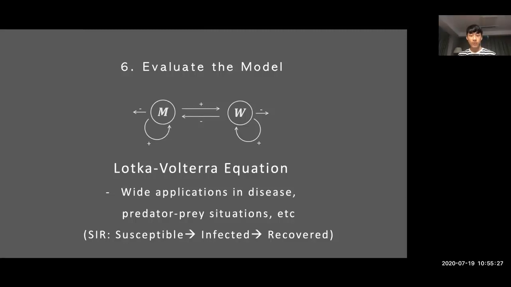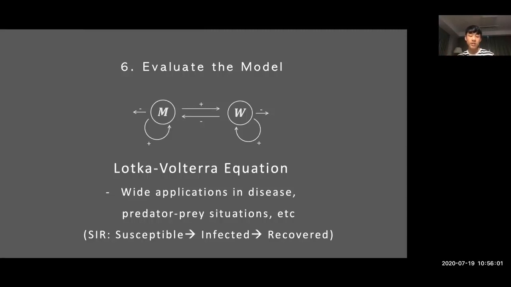These have wide applications in disease, predator-prey situations, and all kinds of situations where system dynamics models are needed. Especially in disease modeling, many of you would have heard about the SIR model. This is where there's a susceptible population, the population that hasn't contracted the disease yet. You have an infected population, and you have the recovered population. All of these three entities affect each other at differing rates.